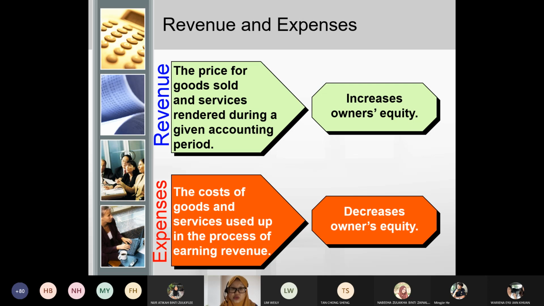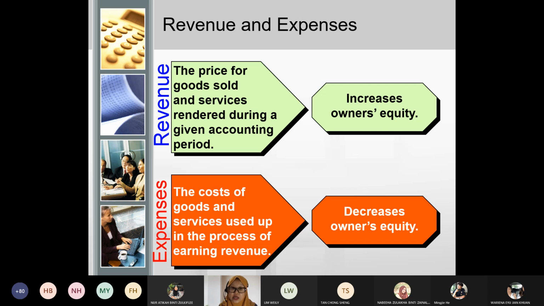So the revenue and expenses, what are they? Revenue represents the price of goods sold and services that the company rendered to customers during any given accounting period. When they have this revenue, it will increase the owner's equity. So if they have sales, or if the company provides services to customers, or if there is any interest revenue or dividend revenue, that will increase the owner's equity.